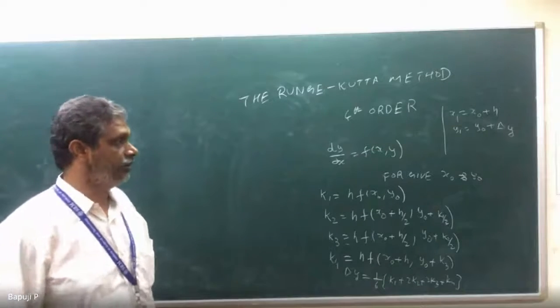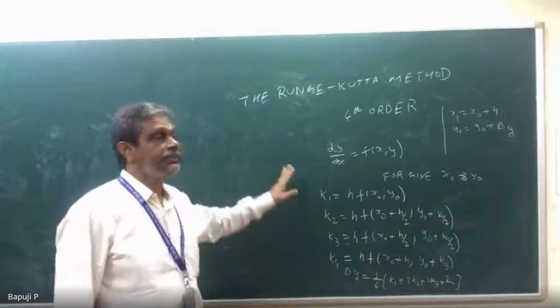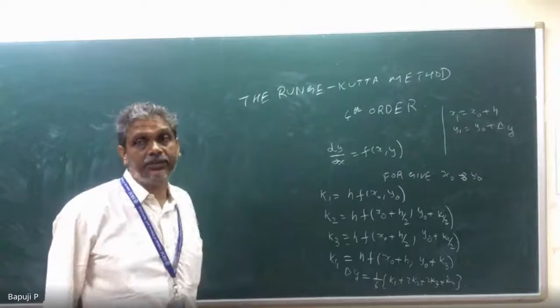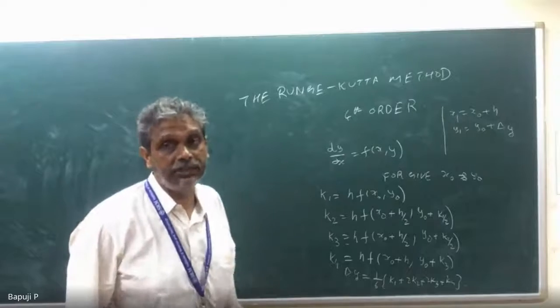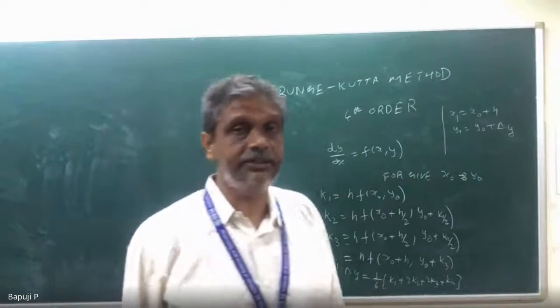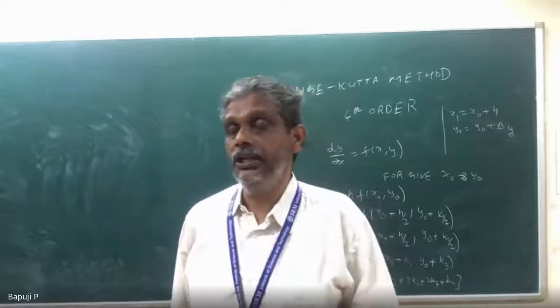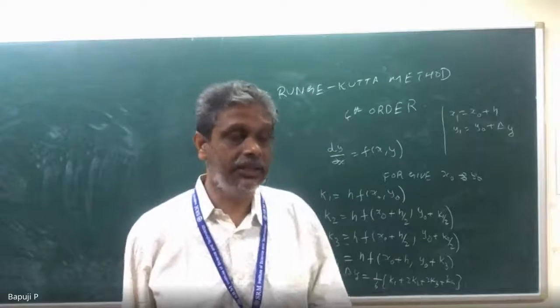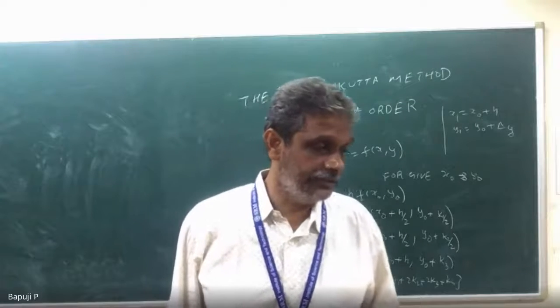Note down first. This is the fourth order Runge-Kutta method. In your syllabus only fourth order is there, but normally there are second order and third order also. We are following our syllabus, so only the fourth order Runge-Kutta method. Note down the formula fast.